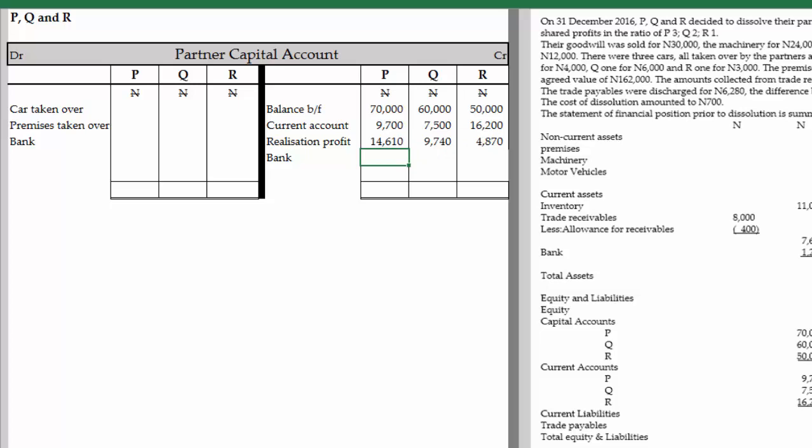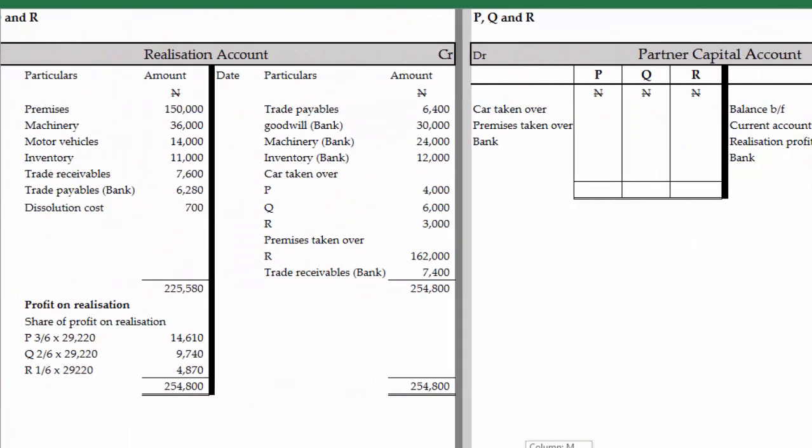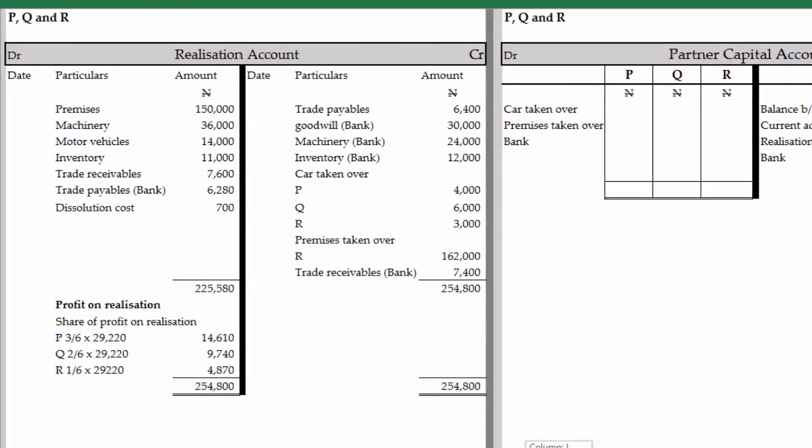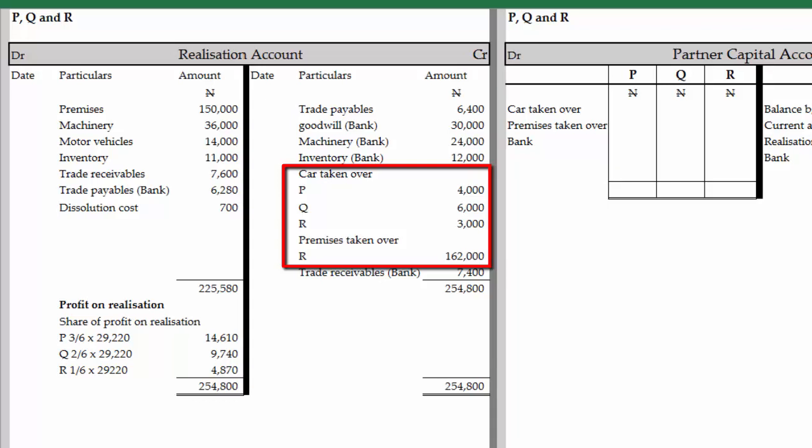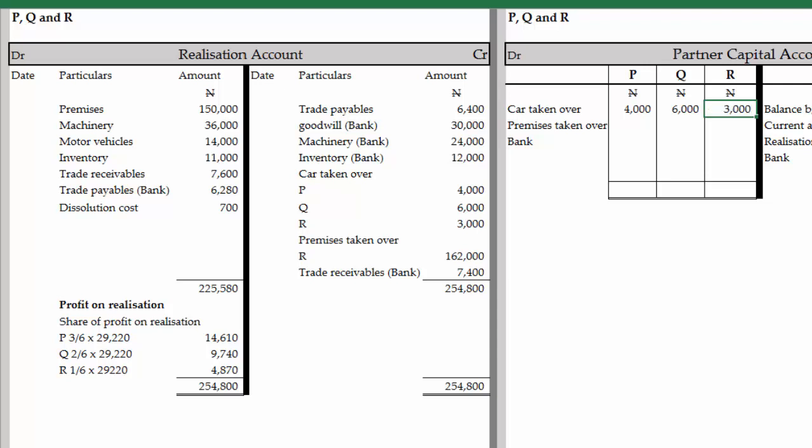Now, the remaining items we need to post in the partners' capital account are the assets that were taken over by the partners. From the realization account, we were told that each of the partners took over a particular car, while R, in addition to the car, also took over premises. So let's debit the partners' capital account. As we have credited the realization account, the corresponding debit is the partners' capital account. So we'll have car taken over: P took over a car worth 4,000, Q 6,000, R 3,000.